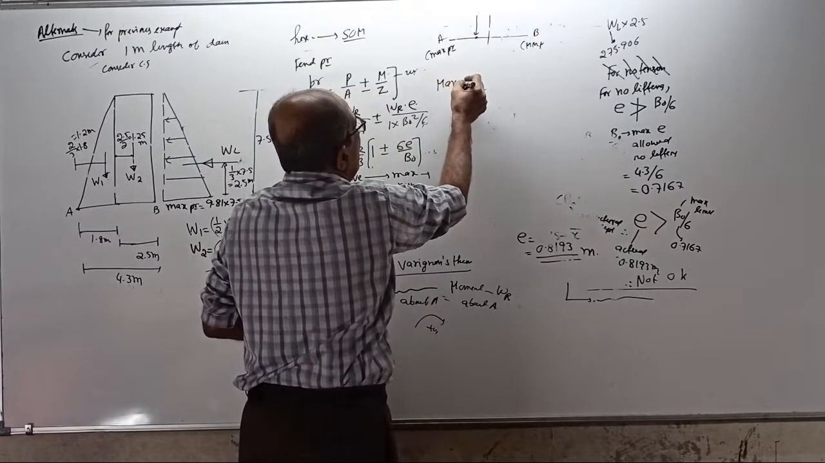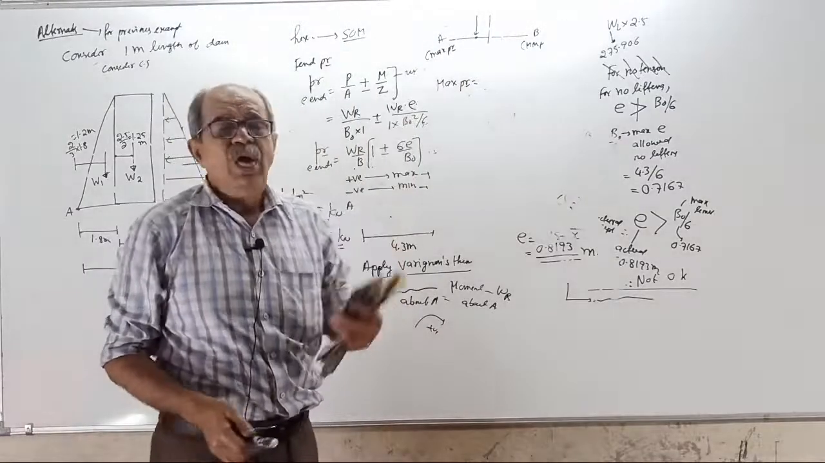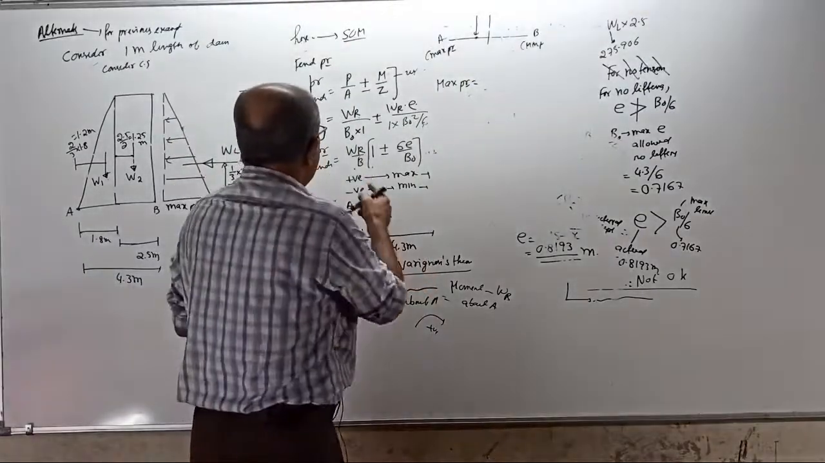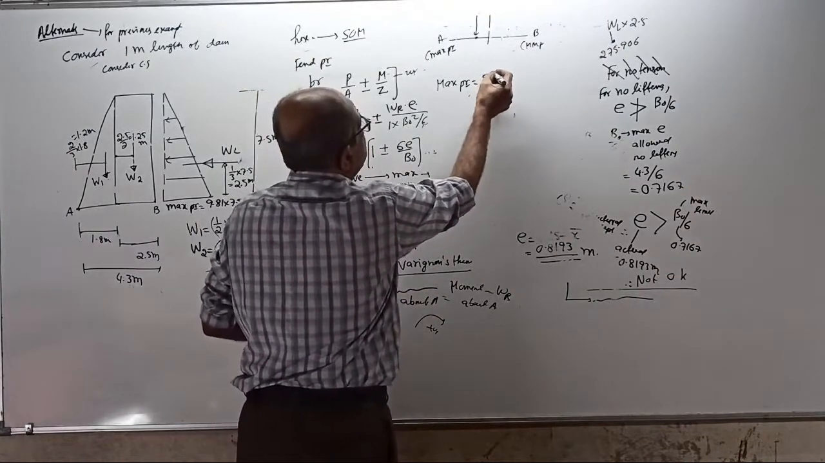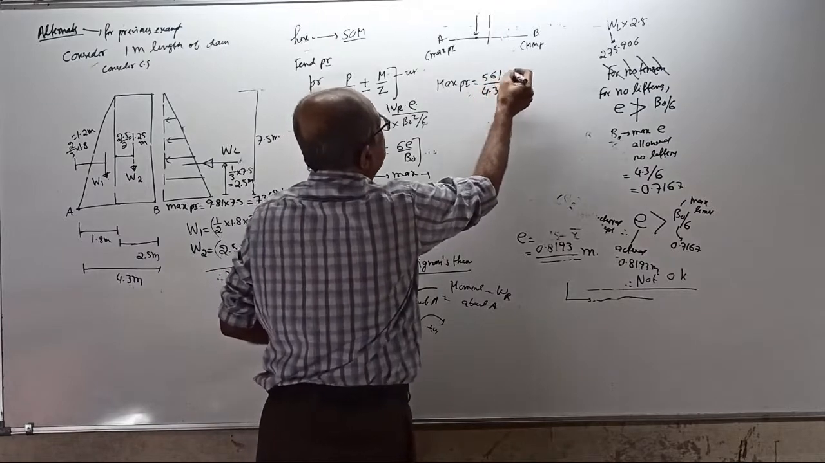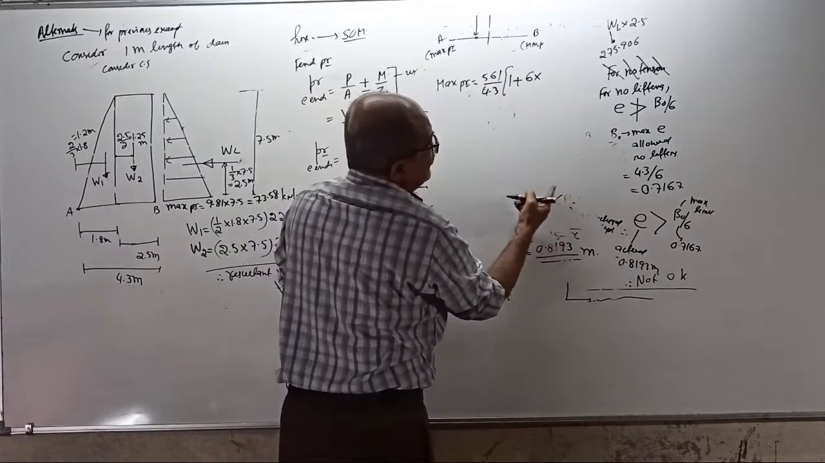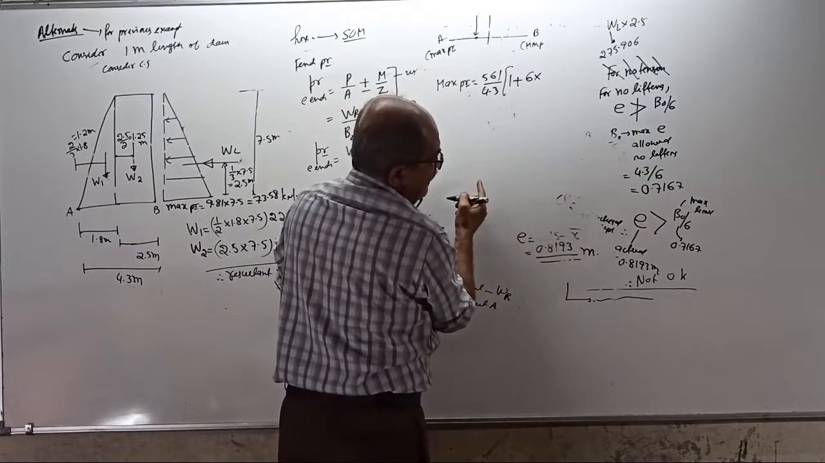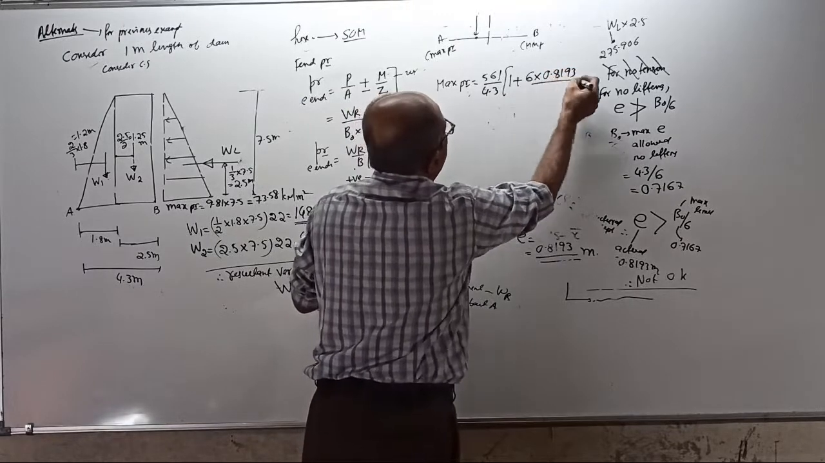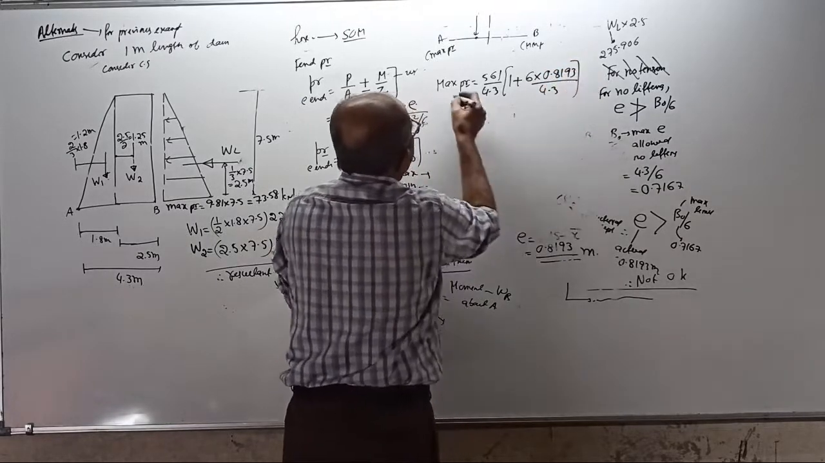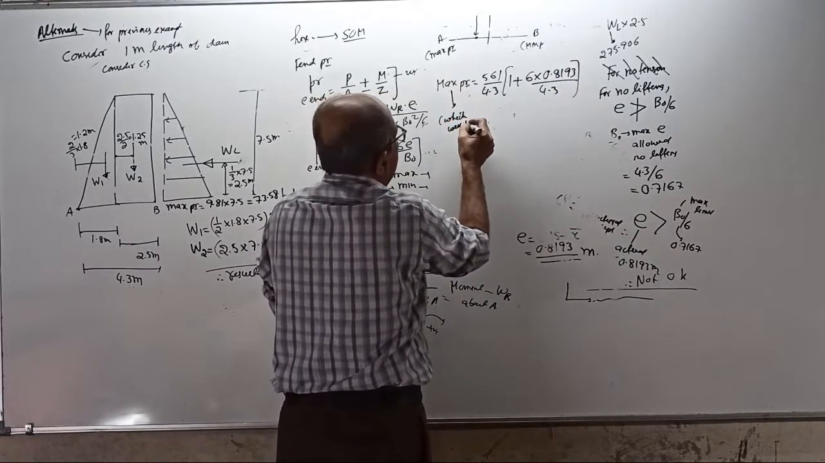Maximum pressure. Last time you did it by what? You did the same thing, but with some other formula. Equal to W by R. Where is W by R? 561 divided by 4.3 into (1 plus 6 into eccentricity), where is eccentricity? 0.8193 divided by 4.3. This will give maximum pressure, which will be at A.